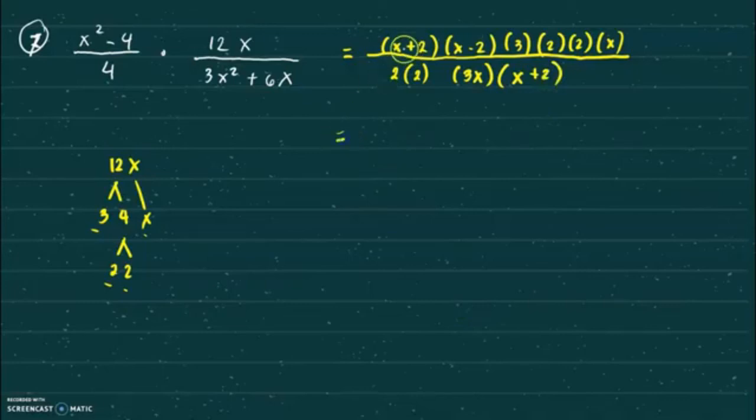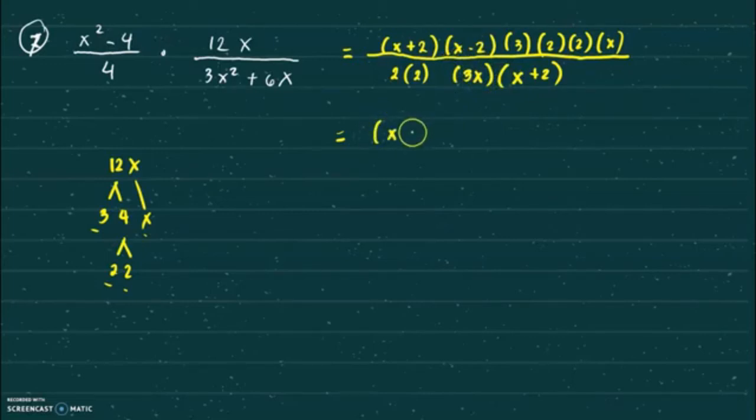Now, okay. Let's look at our factors. Now we have here an expression that can still be factored, and that is 3x. So let's factor out 3x here in the denominator.